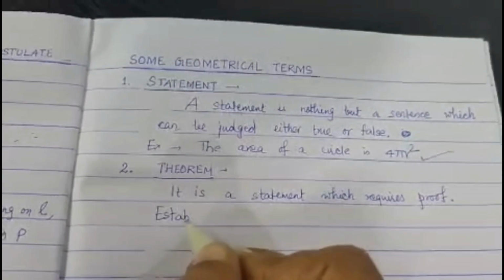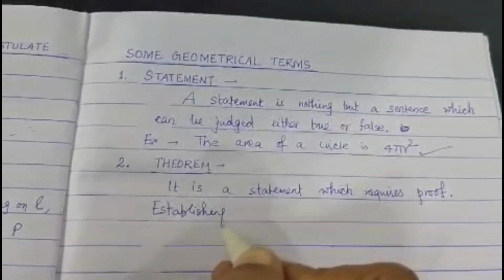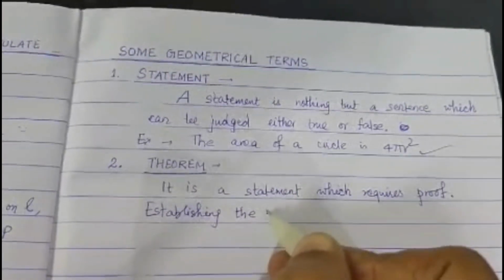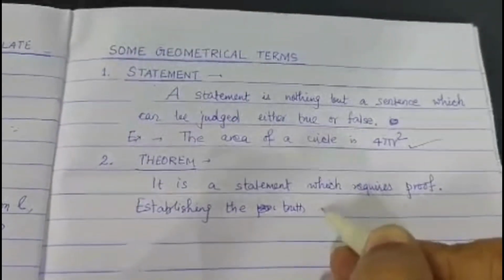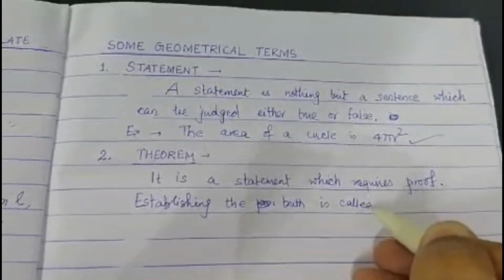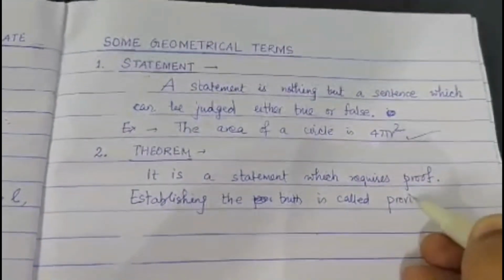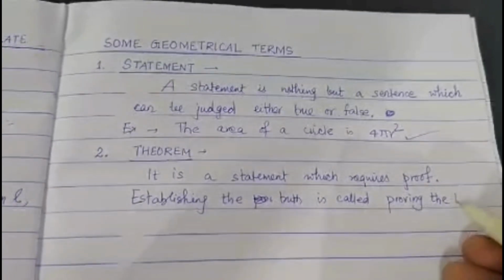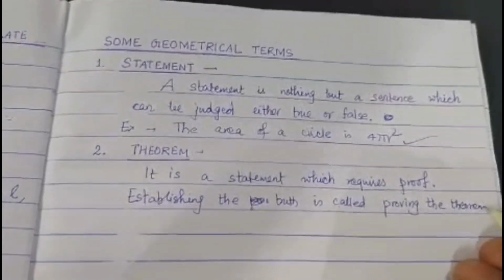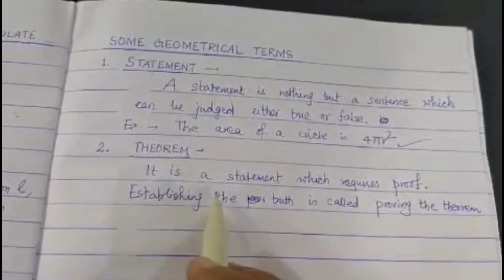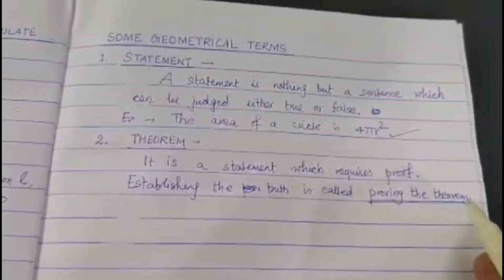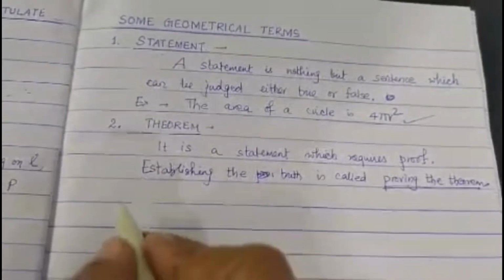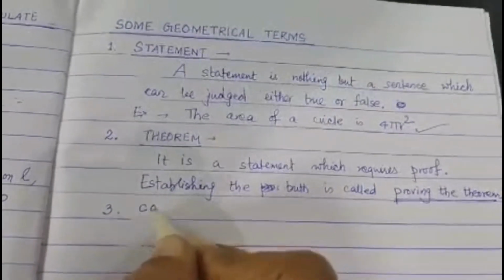Now when it requires proof, then you will establish the proof, and that process is called proving the theorem. Establishing the proof or the truth is called proving the theorem, because it requires a process. Because of that process you prove that this is a true statement, this is a theorem. So this is called proving the theorem.